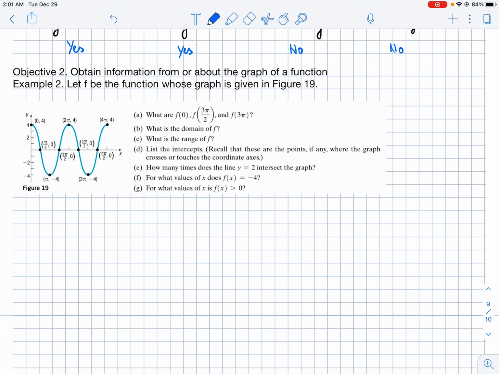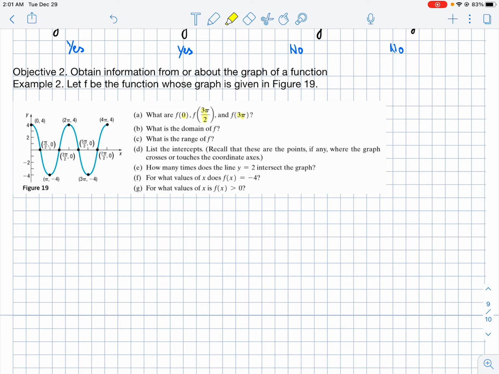Objective number 2. Obtain information from or about the graph of a function. In example number 2 below, the function f is a function and its graph was given. In part A, they're asking us to find f of 0, f of 3 pi over 2, and f of 3 pi. You notice that the 0, 3 pi over 2, and 3 pi are inside the parentheses.